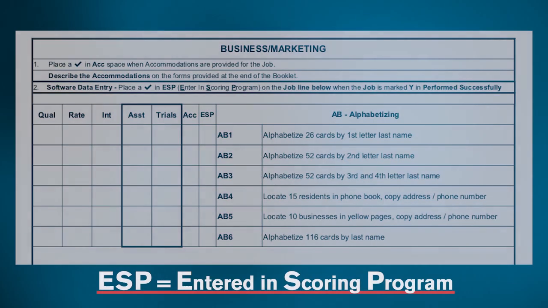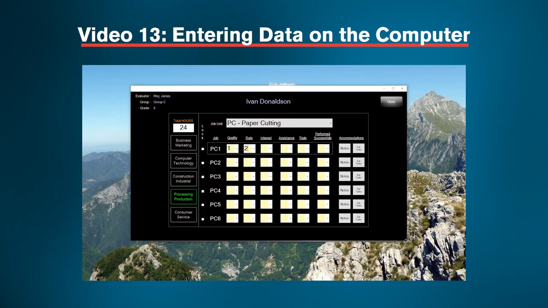There is also a column entitled ESP. ESP stands for Entered in the Scoring Program. This column will keep track of what you've already entered in the scoring software program. We will review in detail how to enter scores in the scoring software in Video 13, Entering Data on the Computer.